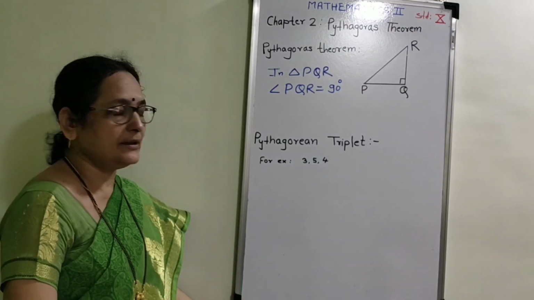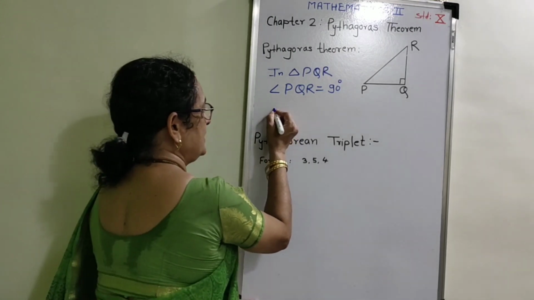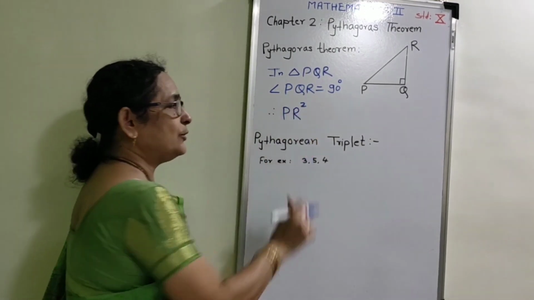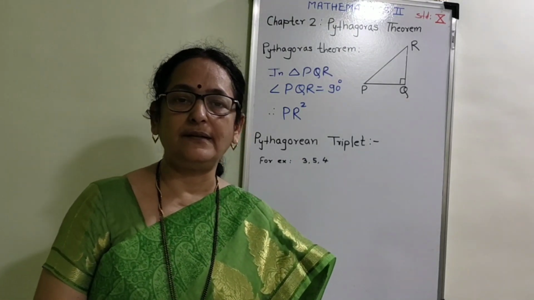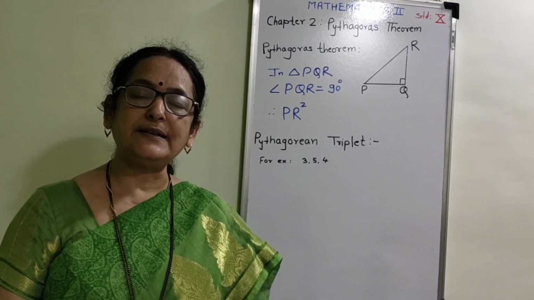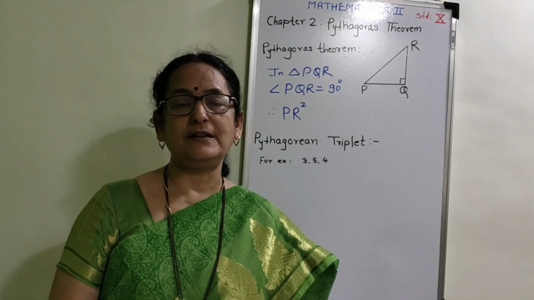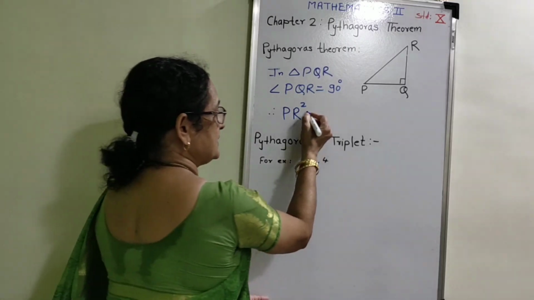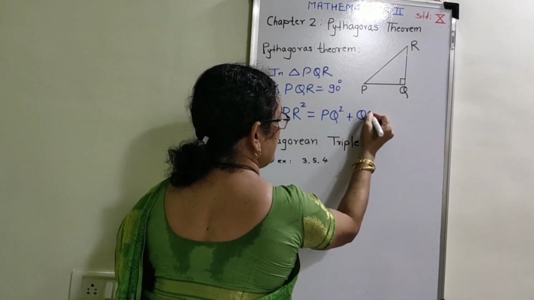Now I am going to write the mathematical form of the theorem that hypotenuse square, that means PR square. Actually we are going to think about the length, but in 9th standard you have studied that length PR is equal to distance PR, that is equal to PR. That means that PR denotes the length of the segment PR. Now PR square is equal to PQ square plus QR square.